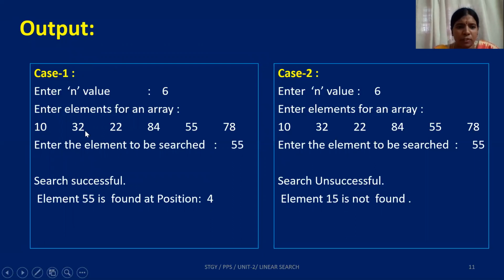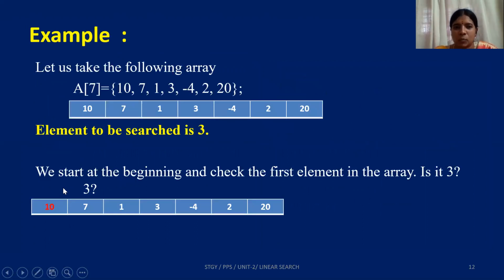And at this point of time, you're searching here for 55. 55 is present in the list at 0, 1, 2, 3, and 4. So therefore you return the position 4, stating that it is a successful search.